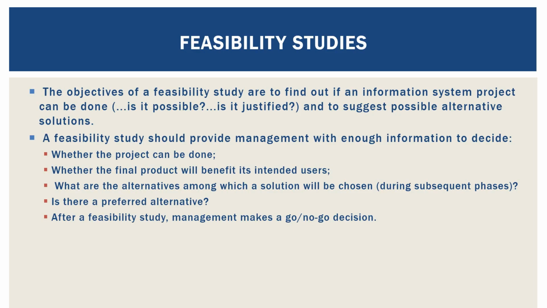So it's not just a question of whether it can be done, whether it is possible, whether it is justified. We are looking at it from a different perspective, with different constraints. A feasibility study should provide management with enough information to decide, number 1, whether the project can be done, number 2, whether the final product will benefit its intended users, and number 3, what the alternatives are among which a solution will be chosen during subsequent phases. It also gives information to decide if there is any preferred alternative. Then after the feasibility study, management makes a go or no-go decision.